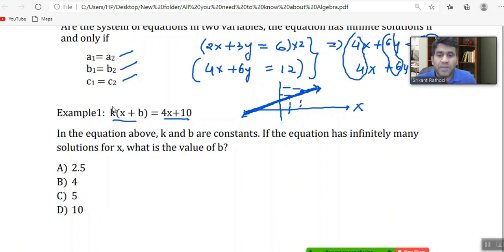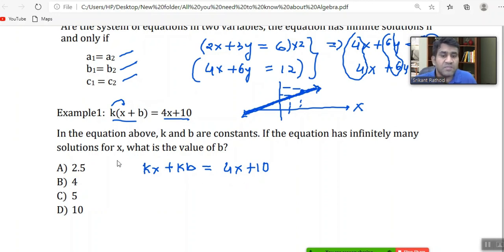Now first apply the distribution. So this expression can be written as kx plus kb should be equal to 4x plus 10. Here the y term is missing because we are equating the expressions with each other. They may also write it this way: y is equal to k times x plus b, and y is equal to 4x plus 10, and I can equate them and solve. That's just a way of representing it. So kx plus kb is equal to 4x plus 10.